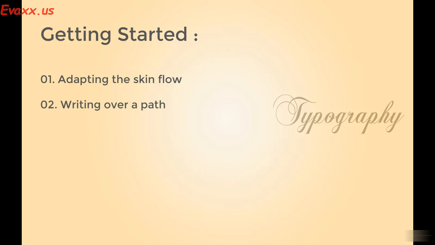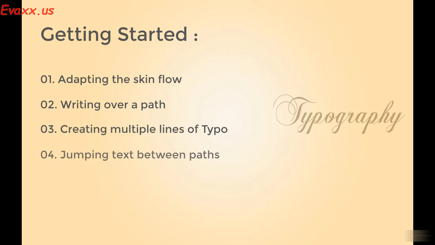So in this session we're going to talk about adapting the skin flow, where we're going to adapt the text layers which we're going to create according to the flow of the skin, and writing over a path. We're going to use the text and the pen tool together and combine them to adapt the skin flow. Then we're going to talk about creating multiple lines of typography. And then we're going to talk about an important issue which you might be practically facing when you're doing typography, that is, jumping text between the paths. So let's just dive into the session then.